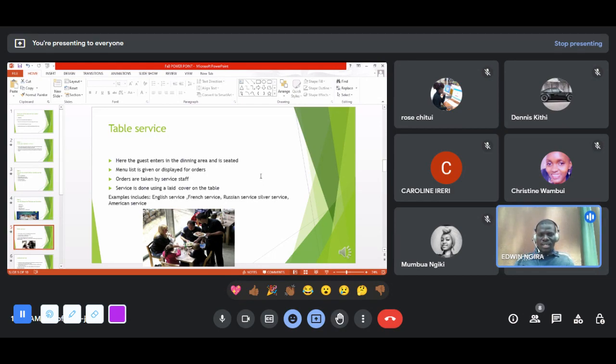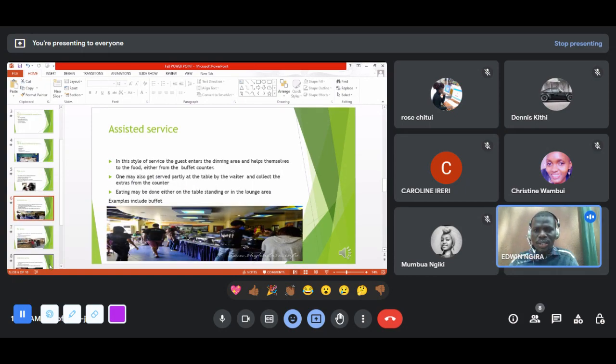Maybe just to ask a question, who can tell us where table service would be ideal for your restaurant? To help you, this style of service is mostly ideal in fine dining, where you want to display all your skills to the guests as service personnel.